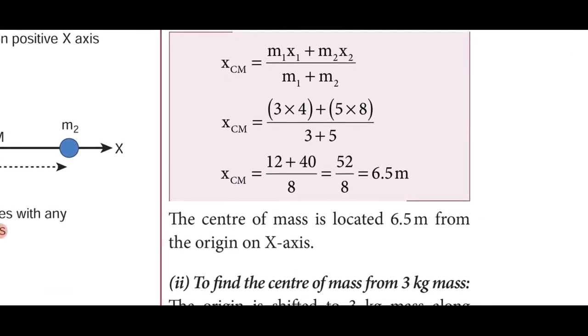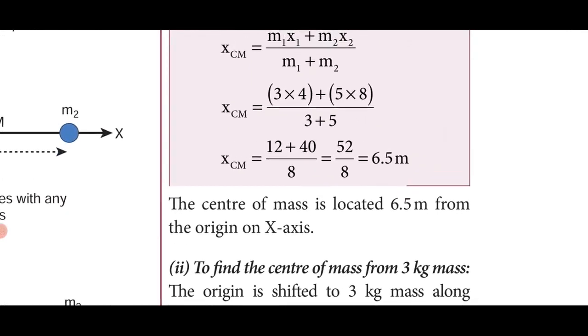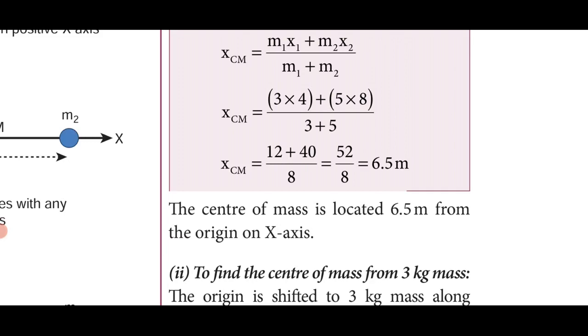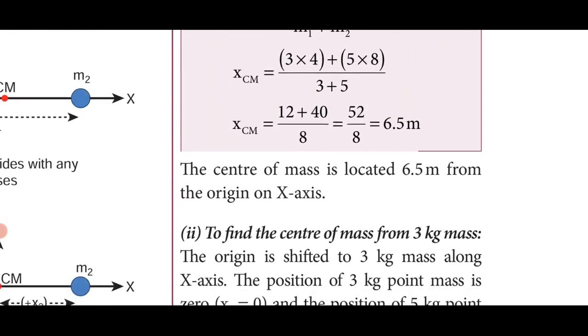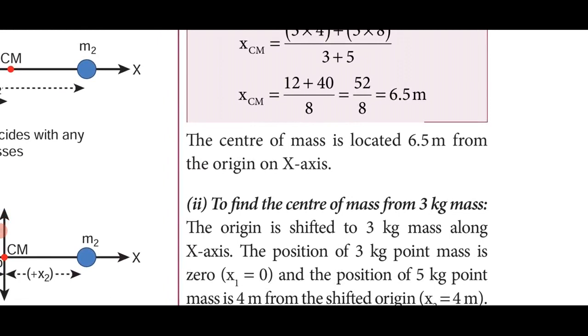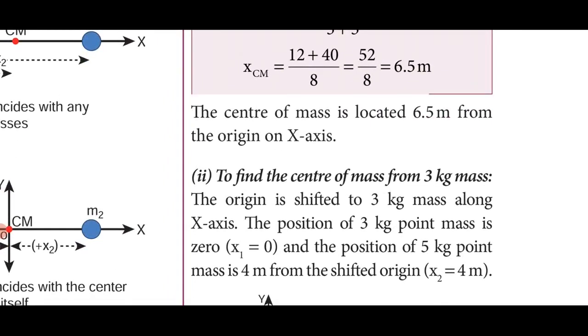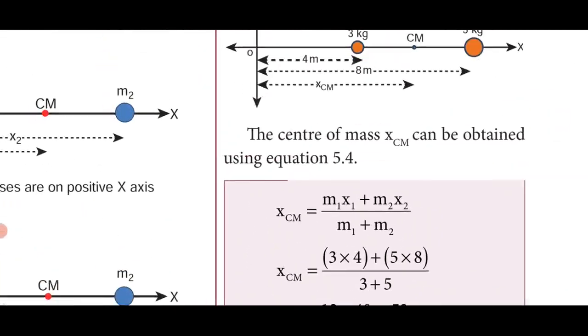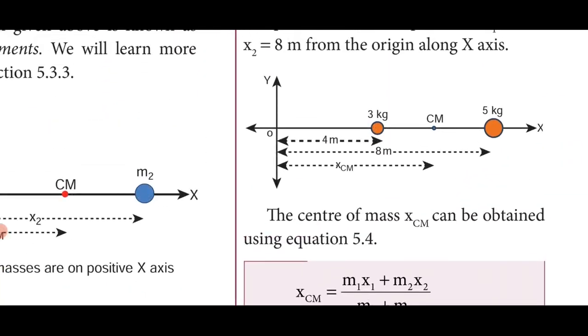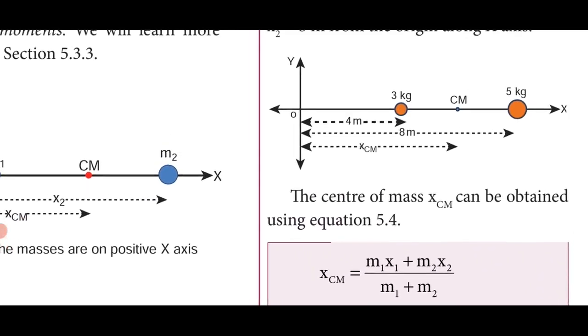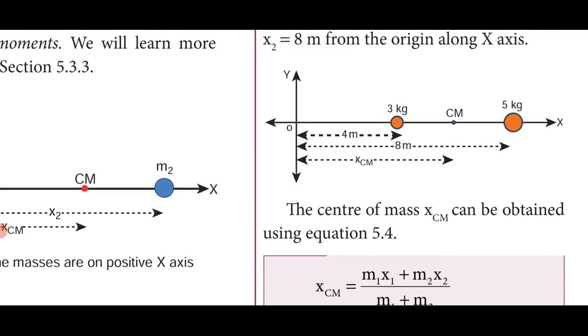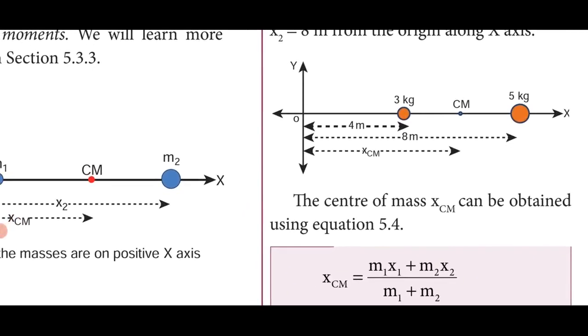So we substitute the values. We know m1 is equal to 3, m2 is equal to 5, x1 is equal to 4 and x2 is equal to 8. So 3 into 4 plus 5 into 8, divided by 3 plus 5. That is equal to 12 plus 40 by 8, that is 52 by 8, which is equal to 6.5 meter. So the center of mass is located 6.5 meter from the origin on the x-axis. This is the first case. That means from O to cm the distance is 6.5 meter, which we have now calculated. That is the center of mass of these two masses, 3 kg and 5 kg, for the first case.